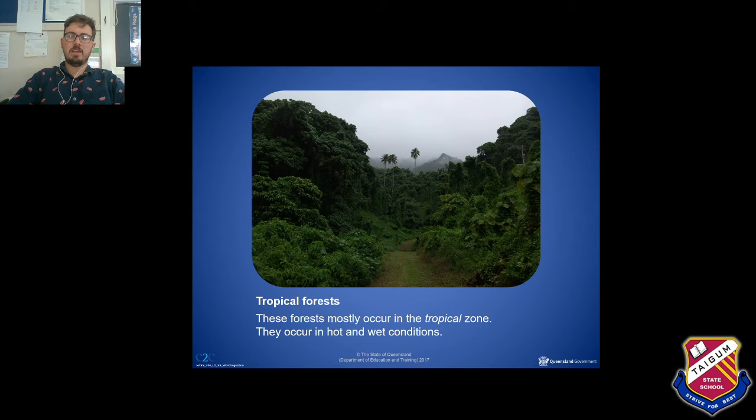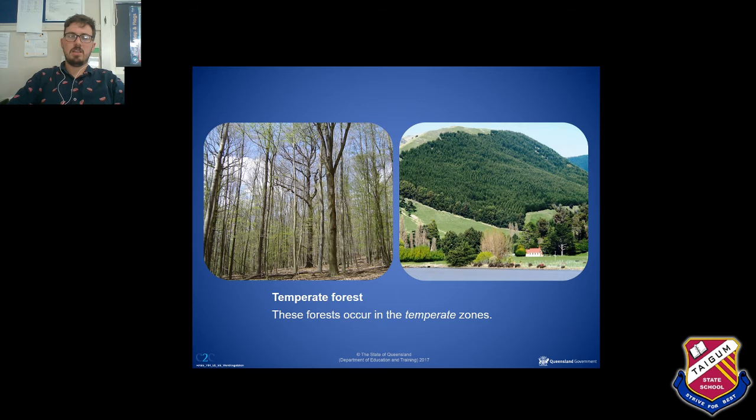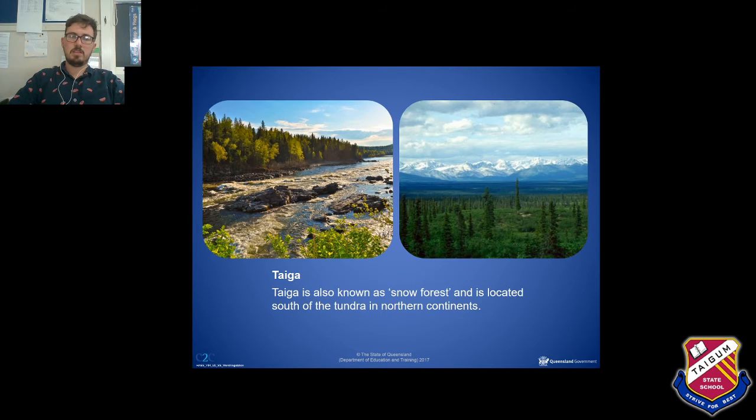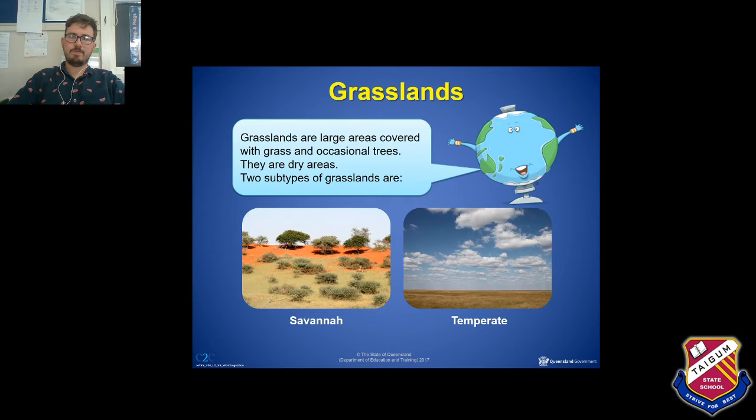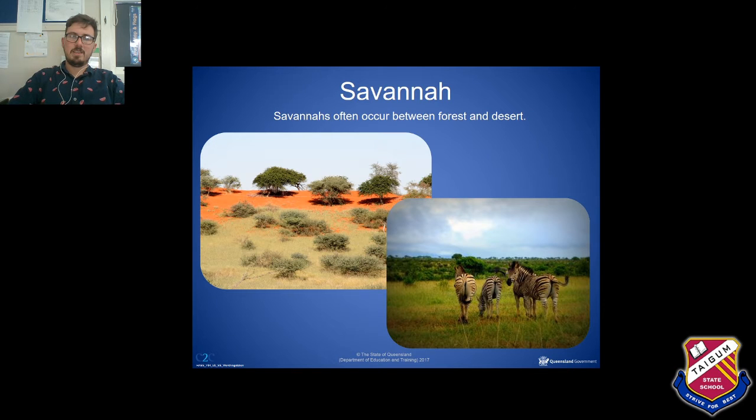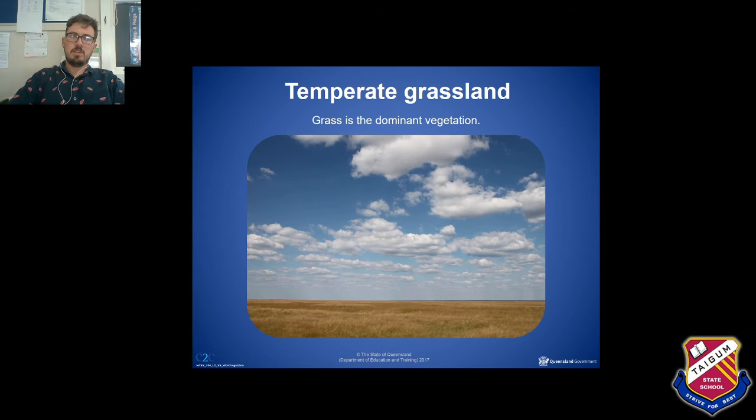Tropical forests mainly occur in the tropical zone. They occur in hot and wet conditions. Temperate forests occur in the temperate zones. And taiga is known as a snow forest and is located south of the tundra in northern continents. Grasslands are large areas covered with grass and the occasional trees. They are dry areas. 2 types of grasslands are Savannah and Temperate. Savannas often occur between forests and deserts. Grass is the dominant vegetation in a temperate grassland.